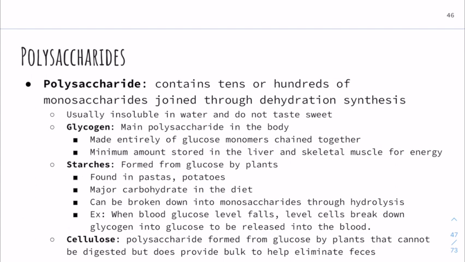Cellulose. Those are polysaccharides formed from glucose by plants. Those cannot be digested. Your body will never be able to digest cellulose. But that helps build the bulk to help eliminate feces.